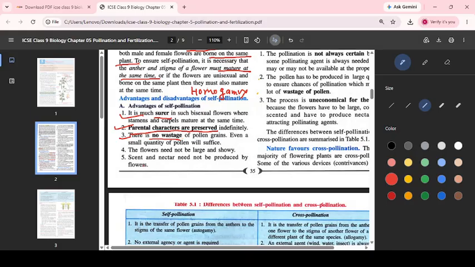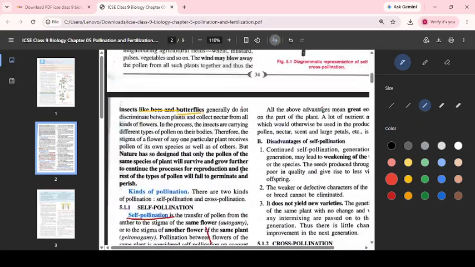Then these flowers do not need any extra color and fragrance for attracting insects, so they need not be large and showy. Then the 10th thing I have discussed: nectar is not needed. But if they ask in the exam, I suggest you go for the first 3 points, because these two are minor points. So you have to go for the two major points to get good, sure marks in the exam.